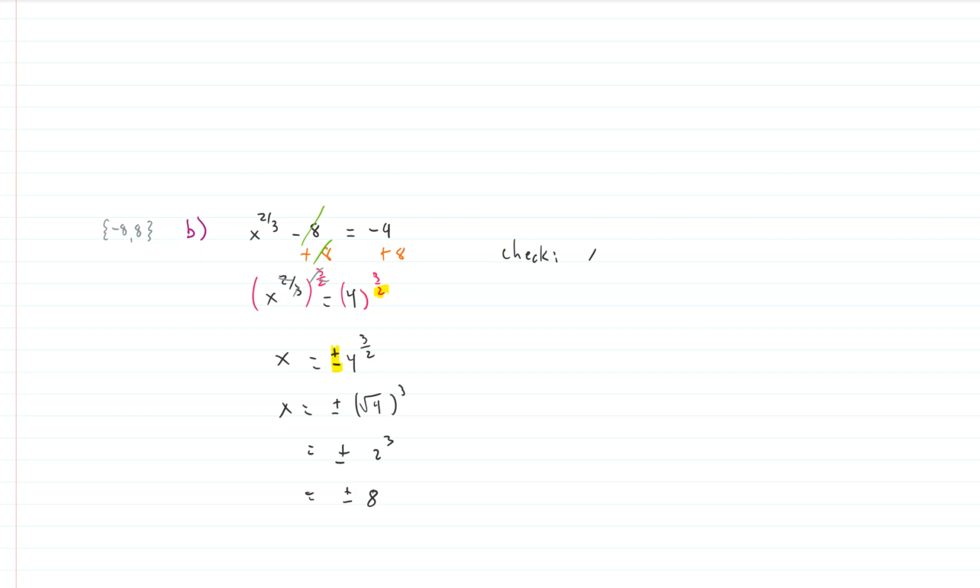So let's do that. Let's do x equals -8 first. So we have -8 to the 2/3 power minus 8 equals -4. So -8 to the 2/3 power, what does that give us? If we take the cube root first, that gives us negative 2. Negative 2 squared is 4. 4 minus 8 equals negative 4, and 4 minus 8 does equal negative 4. So negative 4 equals negative 4. That's a valid solution.